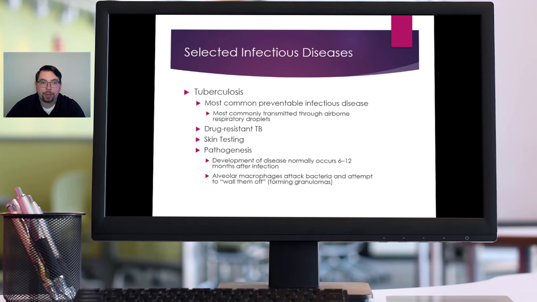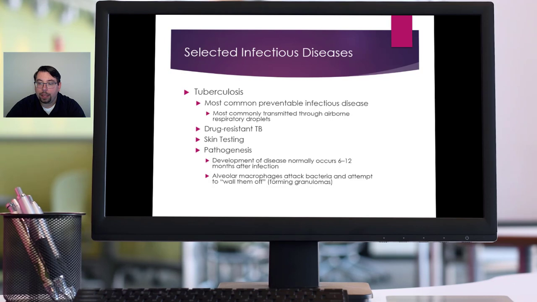Because of this drug-resistant TB, the most current CDC recommendations for the initiation of therapy in the United States involve several options for treatment, not just one. One is oftentimes ineffective as it's resistant. For pathogenesis, we're going to be talking about the development of the disease, which normally occurs 6 to 12 months after being infected.